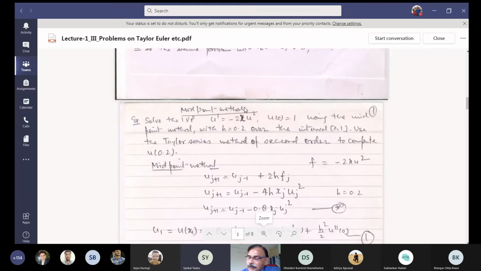So whenever you apply any method and you have the exact solution, you can compare with the exact solution value. You can find out the value once you know that u(x) equal to 1 upon 1 plus x square at any point. For example, here x3 is 0.6. So u at 0.6 will be 1 upon 1 plus 0.6 square. Calculate this value. Your approximate value at this point should be close to this value. Is that right?